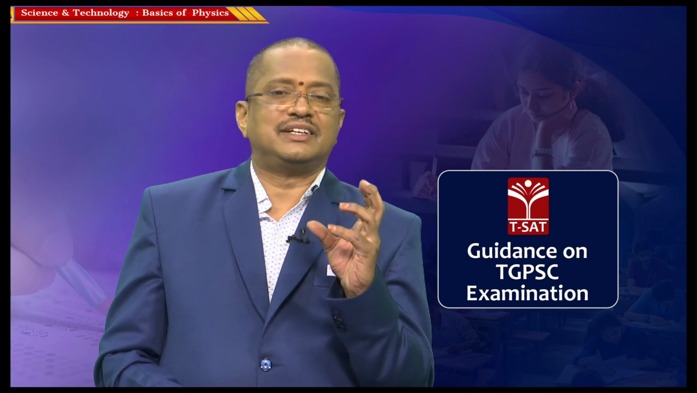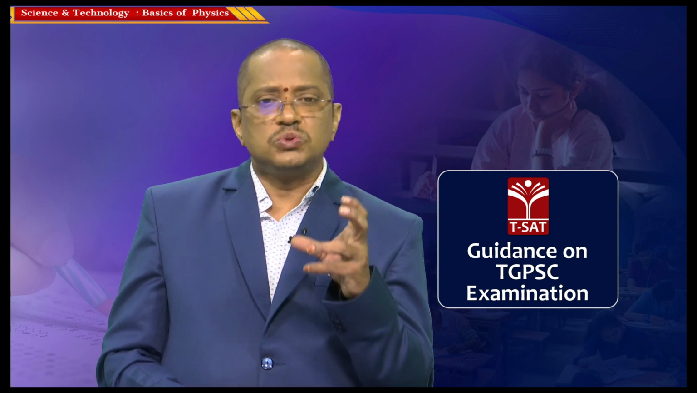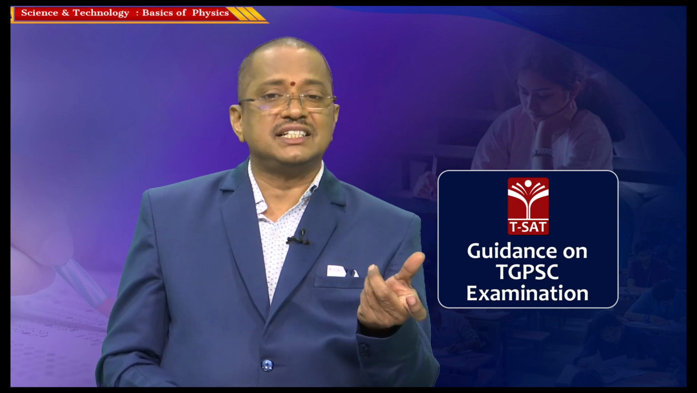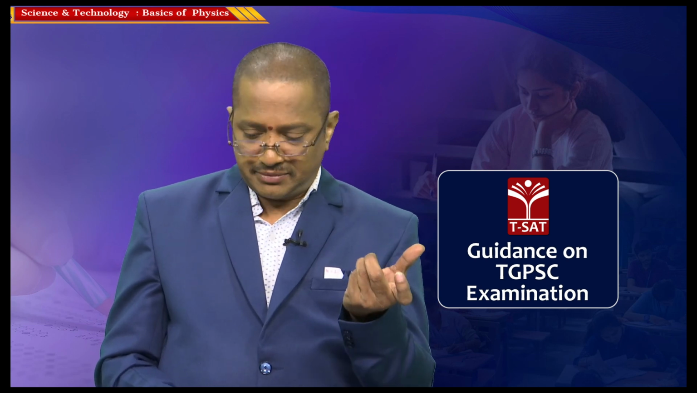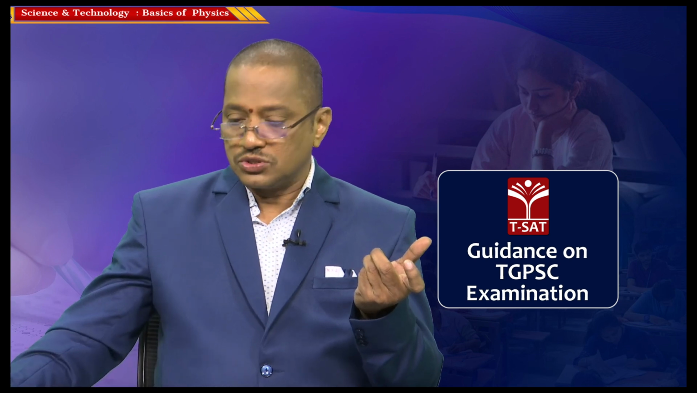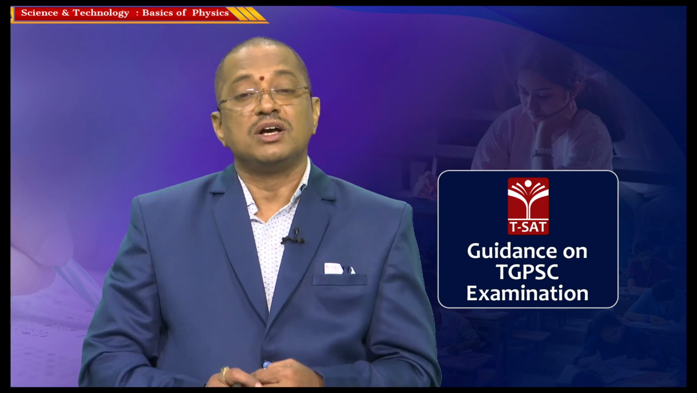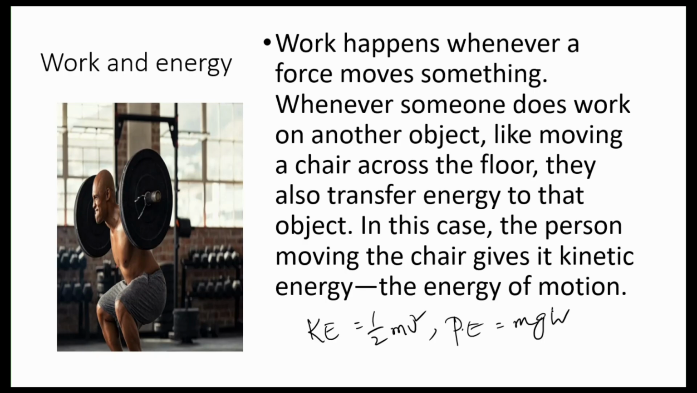So, this is very, very important. Basically, we have two kinds of energies: kinetic energy and potential energy. Clear? Now, what is kinetic energy, what is potential energy, we will see. Generally, kinetic energy KE is equal to half mv square, and potential energy PE is equal to mgh. This is called kinetic energy and potential energy.